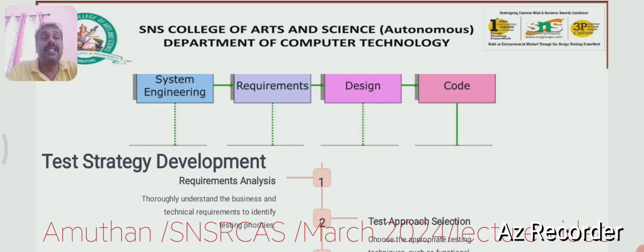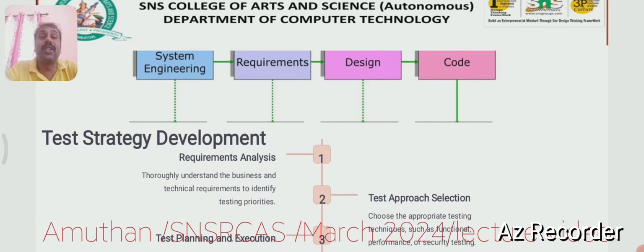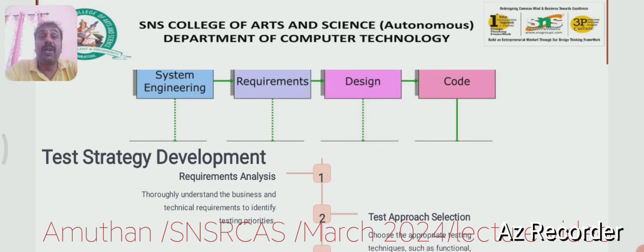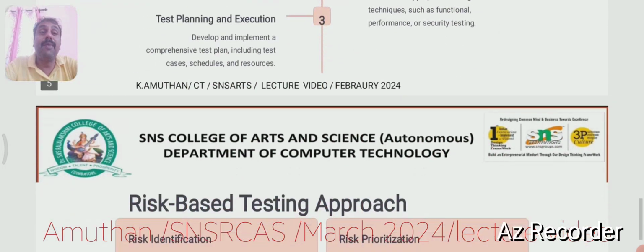The next one is test approach selection. The third one is test planning and execution. And one more part is there. The fourth one is testing and the fifth one is implementation. Testing and verification, and implementation.